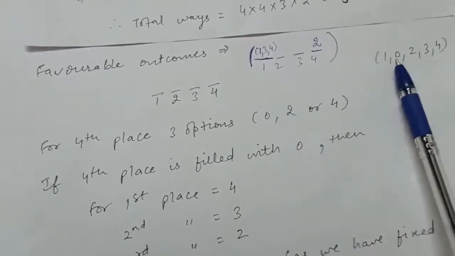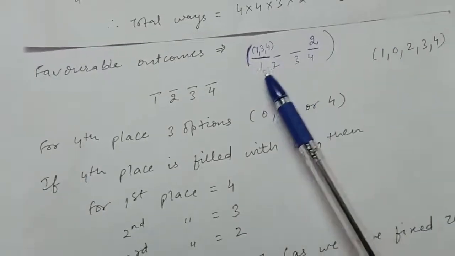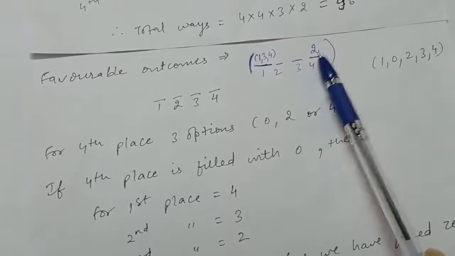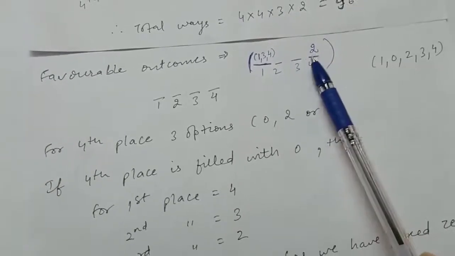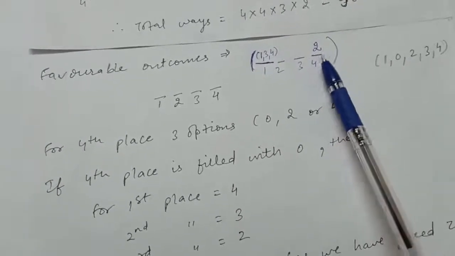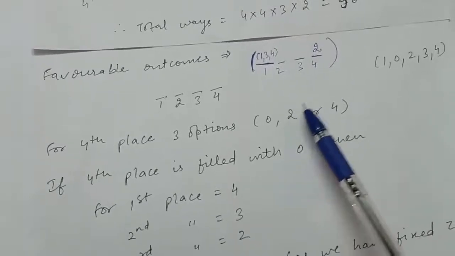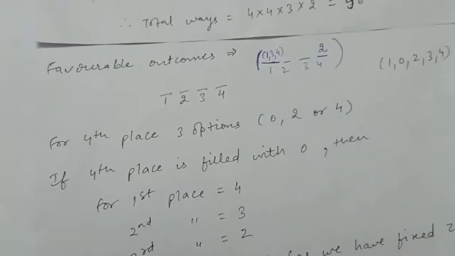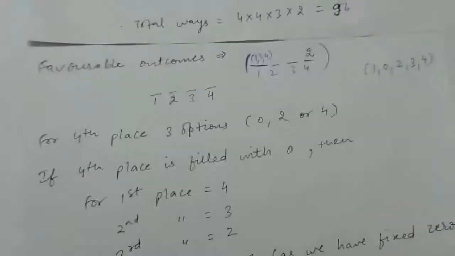Why? Because 0 can't come at the first place, and also 2 will not come because we have already filled the fourth place with 2, and this is the case when digits can't repeat. So when we fill 2 or 4 at the fourth place, then for the first place we have 3 options.